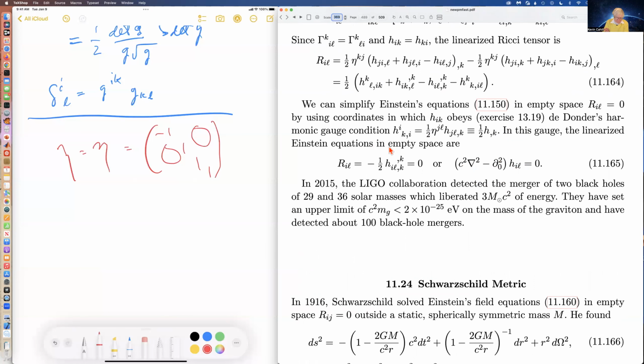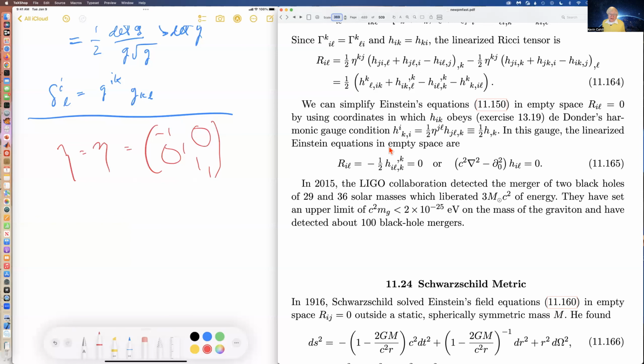And the LIGO collaboration in 2015, which is now 7 years ago, detected the merger of two black holes of 29 and 36 solar masses, and the collapse liberated 3 c² times the mass of the sun of energy when they collapsed. This was gravitational energy released. Now you might say, well, that's an enormous amount of energy, but in fact, it did almost no damage to any nearby stars because the gravitational force is so weak.